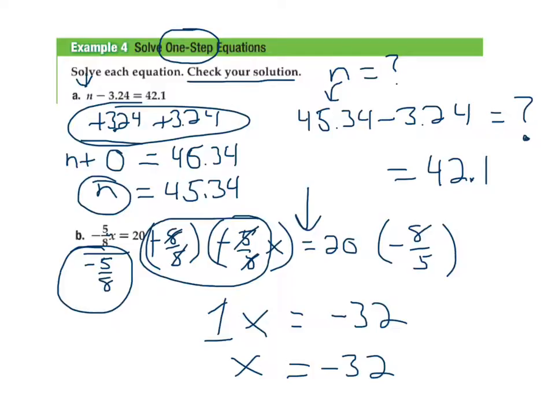So in example 4 here, for A and for B, we've seen that we can isolate a variable. Isolate means get it by itself, by doing the inverse operation of what's already being done to the variable in the question. And by doing that and making sure to do that on both sides, we maintain our equality and we can solve for the variable that is missing. So let's move to the next screen.